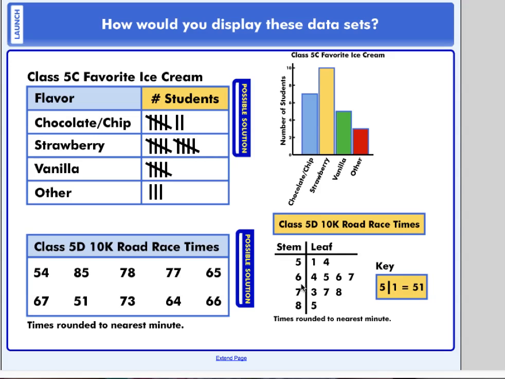And in this list here, I've got 64, 65, 66, 67. In this row here, we've got 73, 77, 78. And then for the 80s stem, we only have 85. Make sure you understand what these numbers mean.